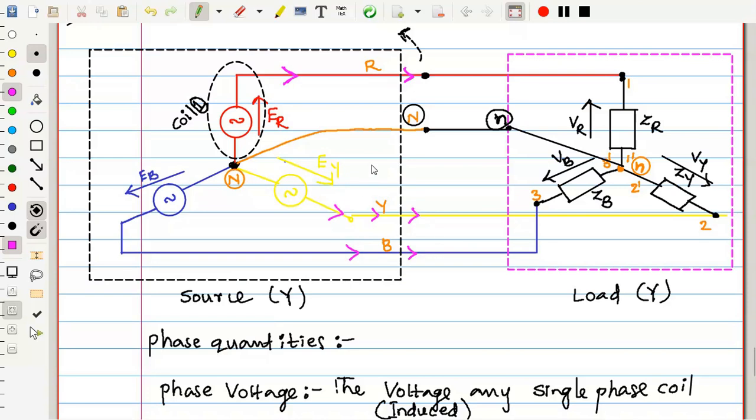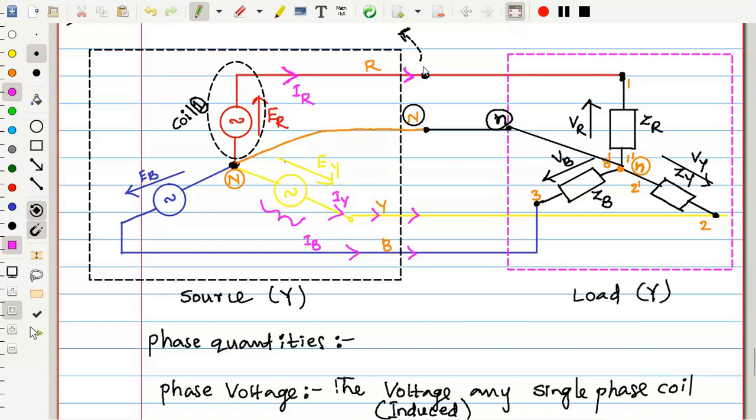So now hereafter we can call this the R phase, this the Y phase, this the B phase. The current produced by this coil is referred to as a phase current. Phase current. So I will show it here as IR, here as IY, here as IB.